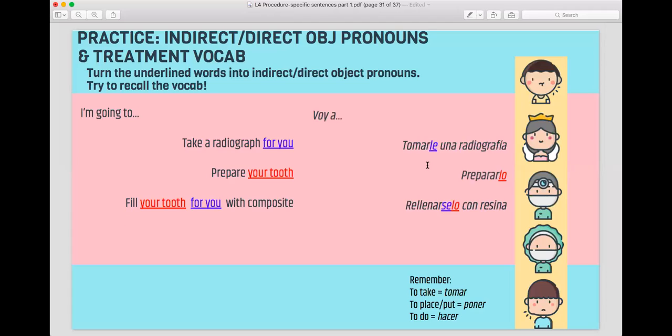And the nice thing is there is no direct object here. That's why it's just blue. So we don't need to worry about the Lelo rule or anything. It's just tomarle. Does someone want to take a stab at prepararlo? What would prepararlo mean? Preparar means to prepare. What does the lo mean? What are we preparing?